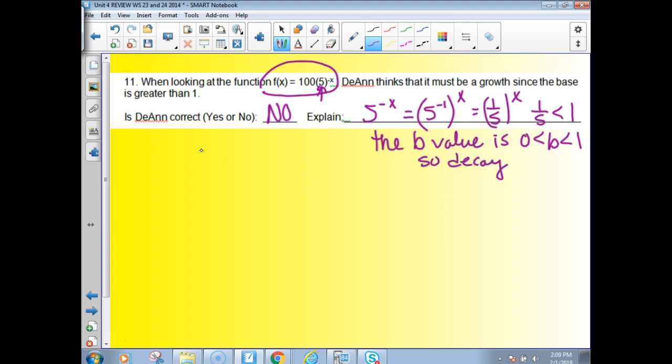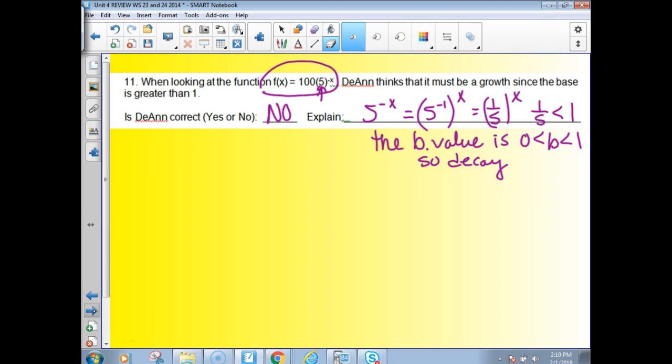Now, I've had some of you write it this way. You say b is, and you're writing it incorrectly. I just had some people writing this inequality symbol the wrong direction, is my point. Okay? So just write it in words. It'd be easier. You don't have to have that, but you have to say something. So b is between 0 and 1, which is decay.